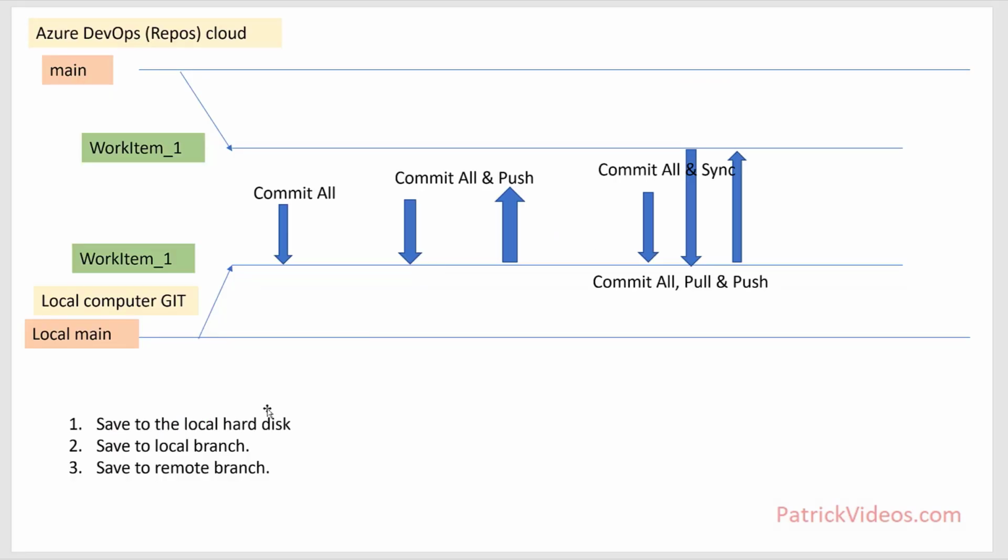You first need to save to the local hard disk, then save it to the local branch, that is your local Git branch, your local version control, and then save it to the remote branch. Let's take a look. The first is save to the local hard disk.